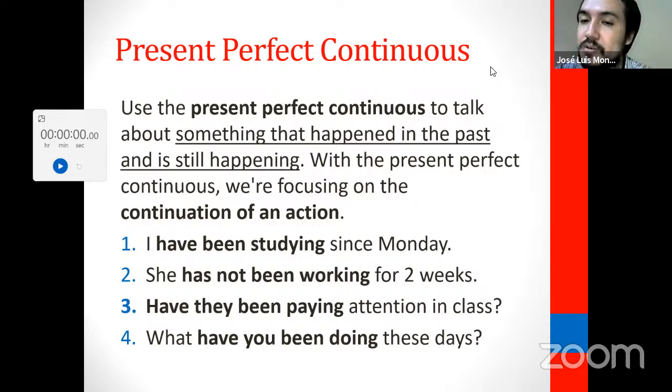This is the first usage of present perfect continuous. Okay. I have been studying since Monday. She has not been working for 2 weeks. Have they been paying attention in class? And what have you been doing these days? Okay, so this is the usage that you told me, right, Matilde? Something that happened in the past and is still happening now, right? So that's the main usage of present perfect continuous.